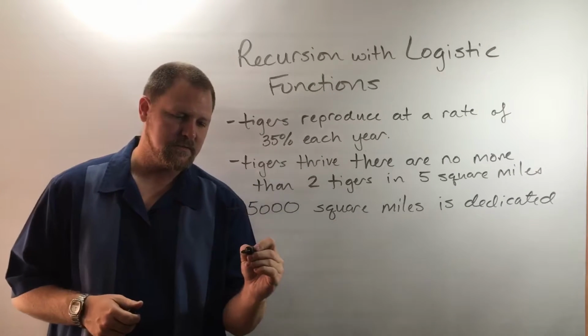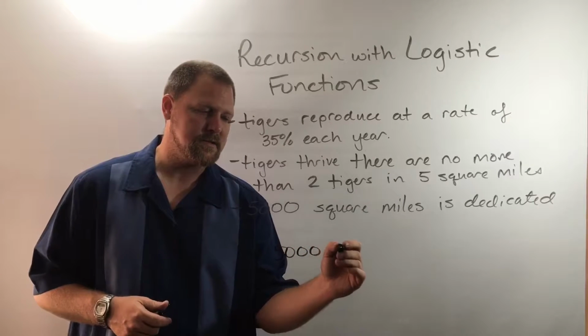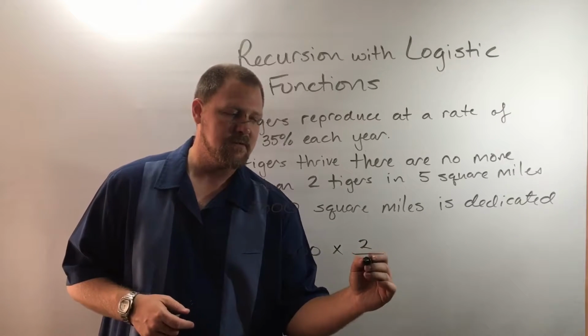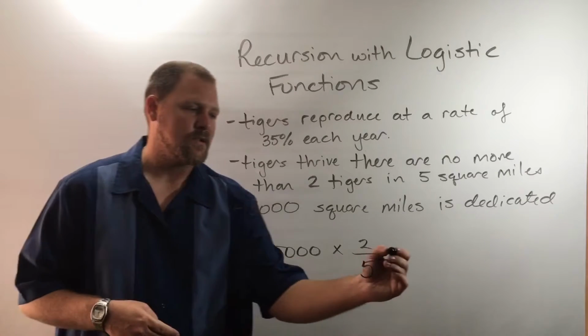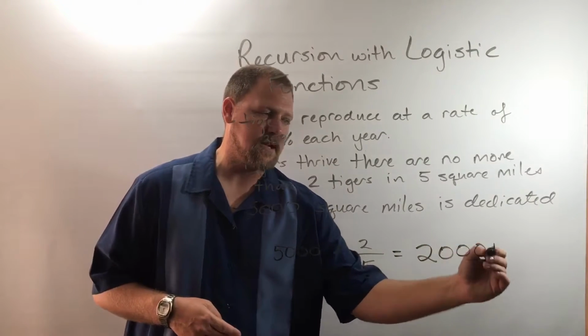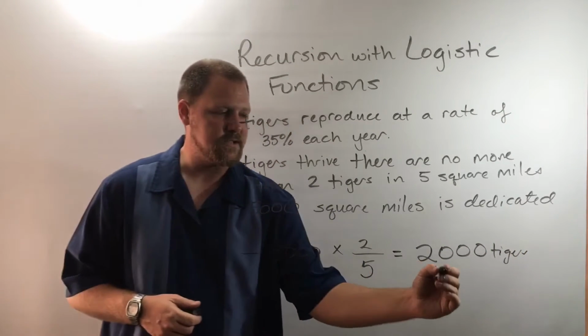Our limitation is found by taking the number of square miles times however many tigers thrive divided by how much space those tigers thrive in. So I'm going to say that my population is going to get no bigger than 2,000 tigers. So here we have our limitation.